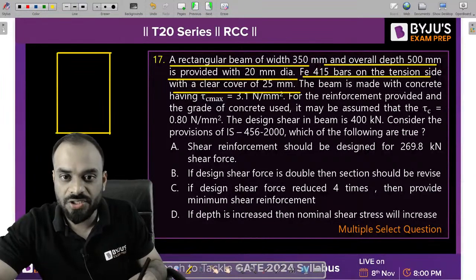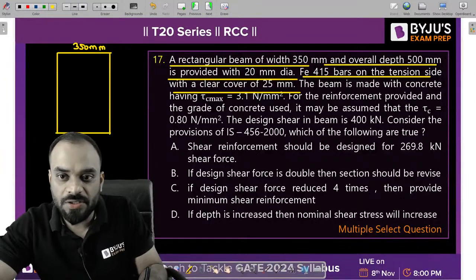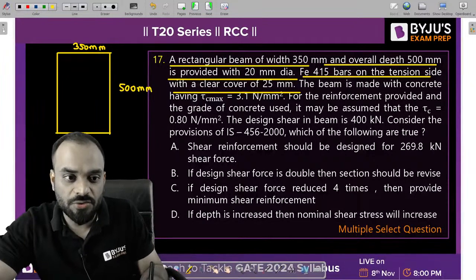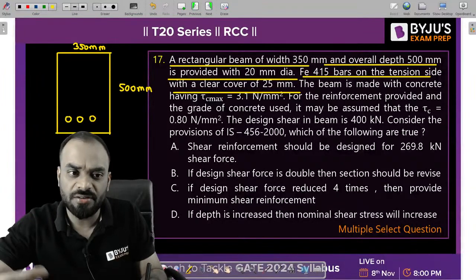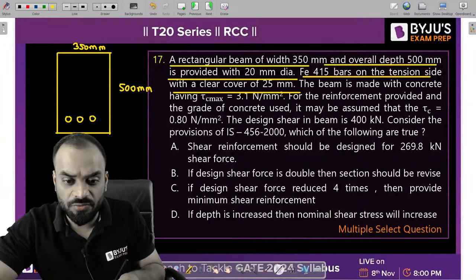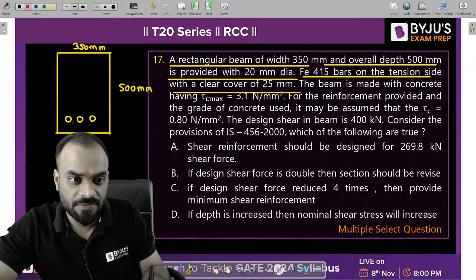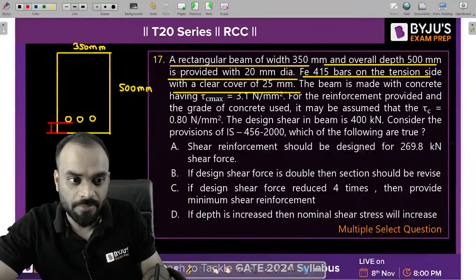This is our cross section in which width of the beam is given to us 350 mm and the overall depth is equal to 500 mm. The dia which we are using over here, guys, is basically 20 mm. Right now we don't know how many number of bars are there, just write it down, 20 mm. And the clear cover which you have to provide over here is 25 mm.